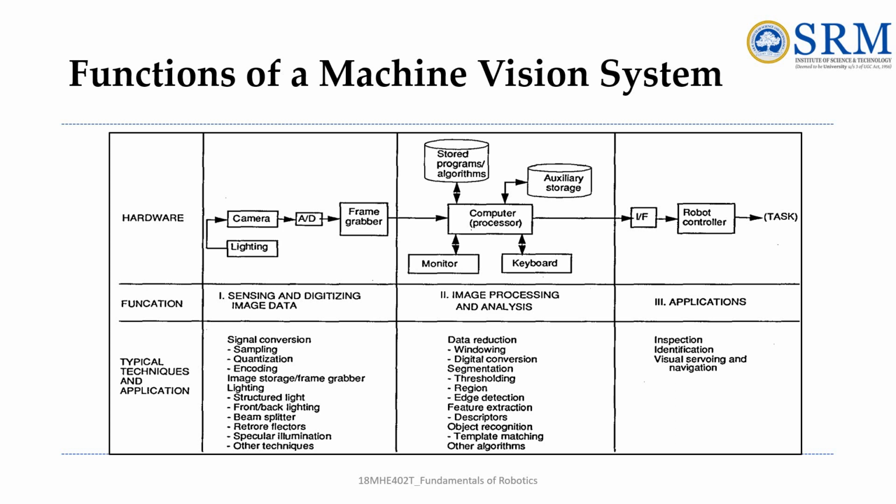Here, for signal conversion, sampling, quantization, and encoding are used, and then image storage. As I said, you will be using a frame grabber for storage of image pixels. Then several light sources and lighting techniques are used based on the applications. Here you have different lighting techniques such as structured light, front or back lighting, beam splitter, retro reflectors, and specular illumination, and other techniques are available. Based on the application, we have to choose the proper light source and lighting technique.